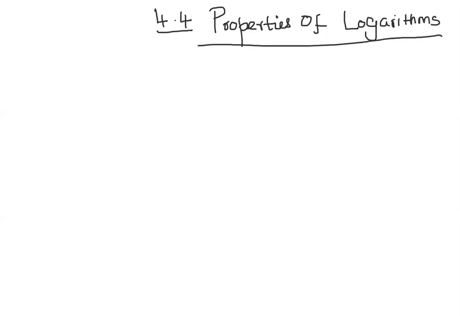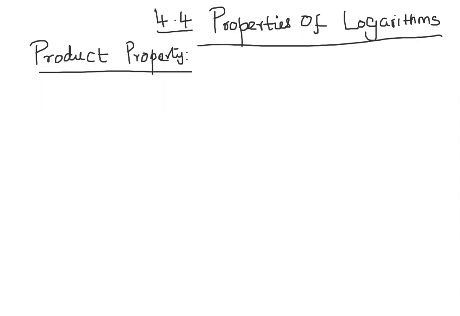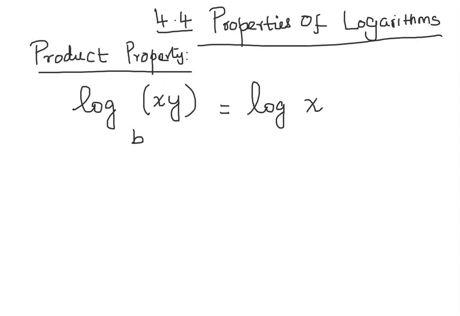So first one is the product property. The product property is log of xy to the base b equal to log x to the base b plus log y to the base b. So we are going to write them as a sum.